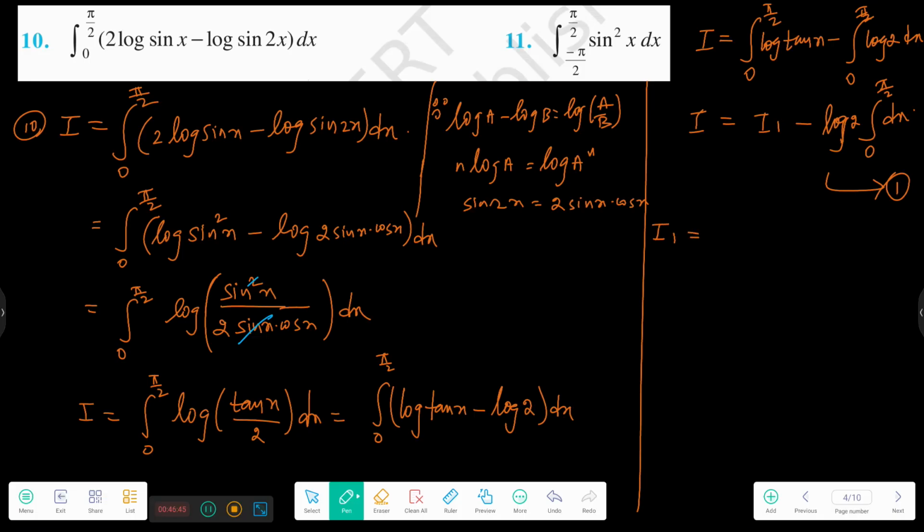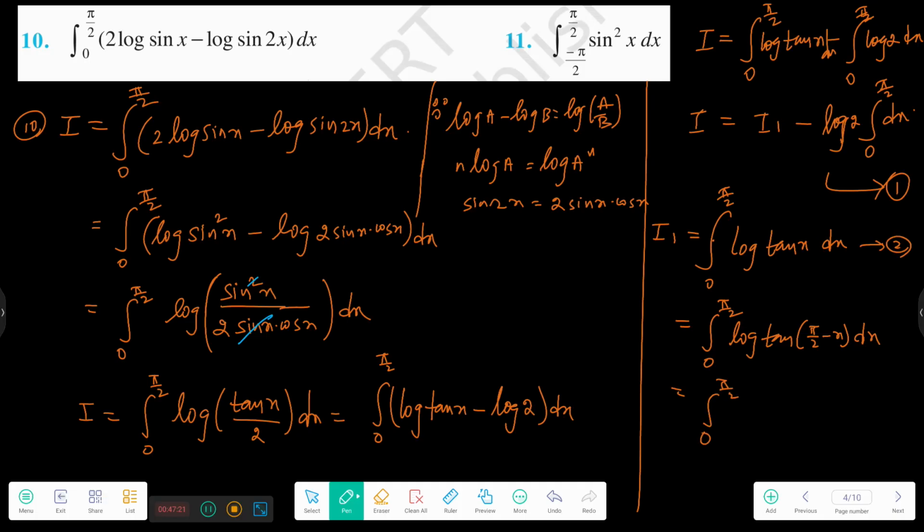Then take I1 and let's simplify. What is I1? The integral from 0 to pi by 2 of log tan x dx. This looks like the 0 to a property. If I use the 0 to a property, what can I apply? The integral from 0 to pi by 2 of log of tan of (pi by 2 minus x) dx. This one is number 2. What is tan of pi by 2 minus x? Cot. So log cot x into dx.